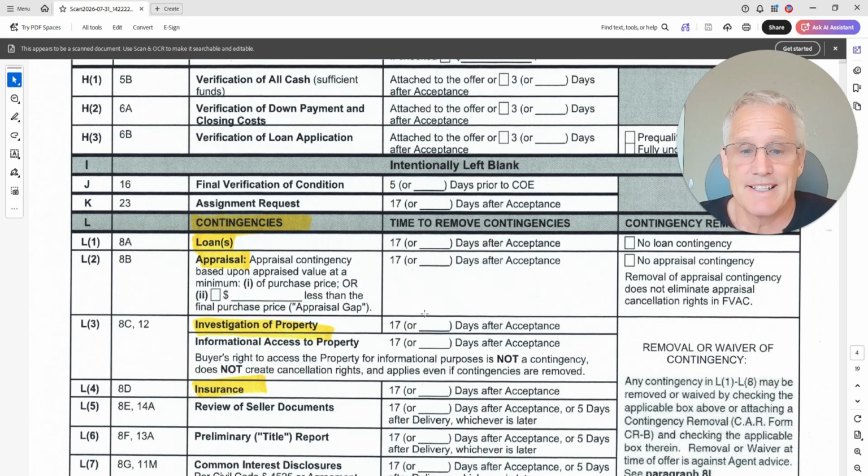Investigation of property, again, 17 days. You can also change that. If you've already got a home and pest inspection, and you're happy with those inspections and you don't want to do any more inspections, you could tighten up the investigation period or extend it. It's all based on however you want to write the offer.